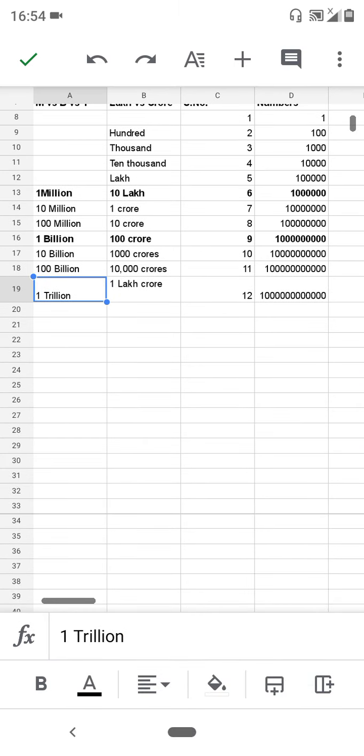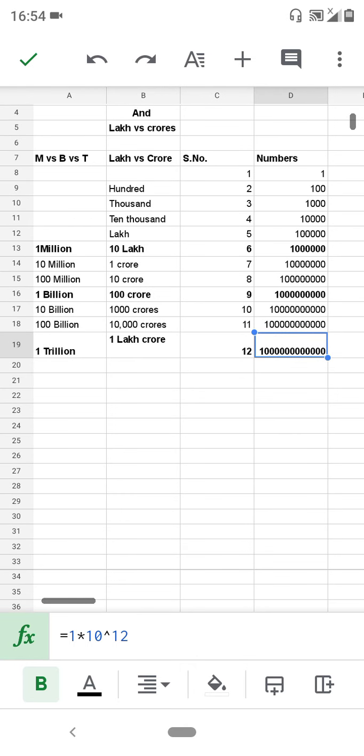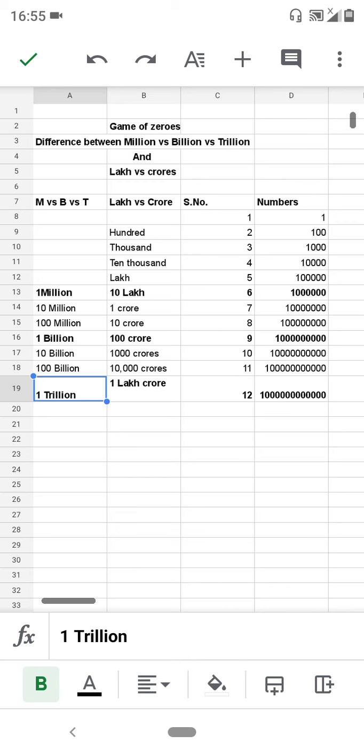million, billion, and trillion. Let me just bold this. So in the 13th row here, this is your million, which has got 6 zeros, 1 billion, which has got 9 zeros, and 1 trillion has got 12 zeros. In a lakh rupees you have got 5 zeros. In a crore rupees you have got 7 zeros. So this is basically your game of zeros.